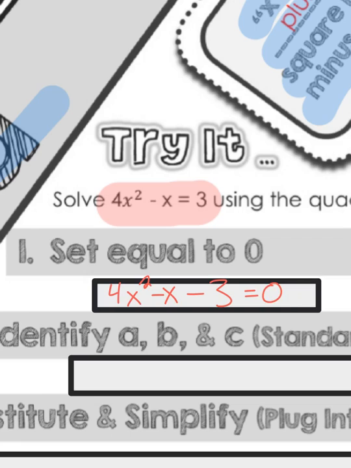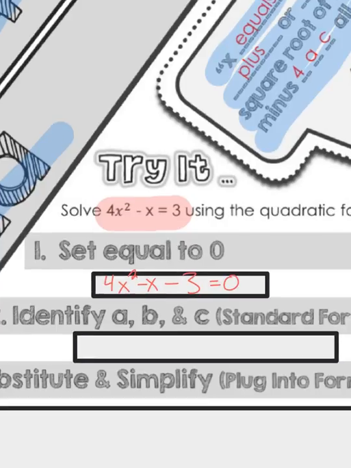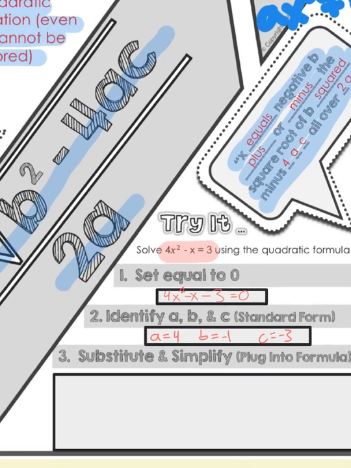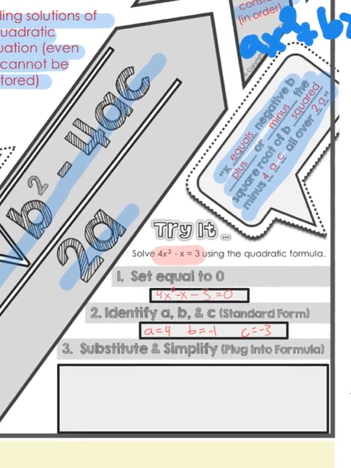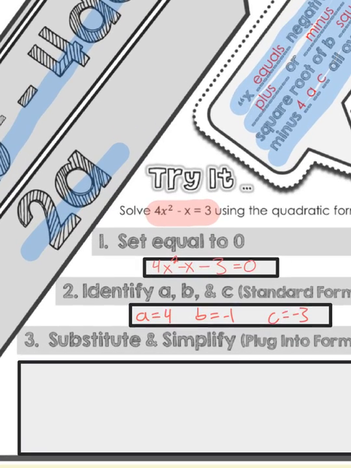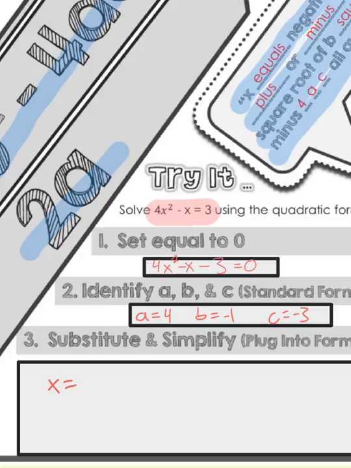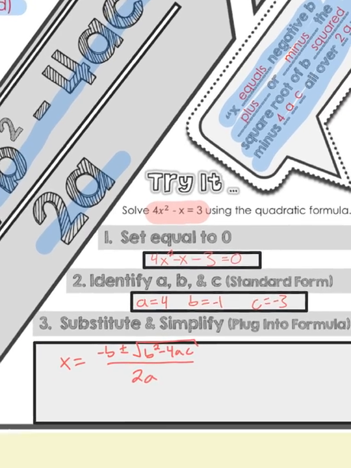And since we're just learning the quadratic formula, let's identify what a, b, and c are. A is the number in front of x squared, the leading coefficient, which is 4. B is the coefficient in the middle, which is negative 1. And c is negative 3. We're going to treat subtraction signs just like a negative. Alright, so now we are going to substitute and simplify by plugging it into the formula. So our formula again is x equals negative b plus or minus the square root of b squared minus 4ac all over 2a.